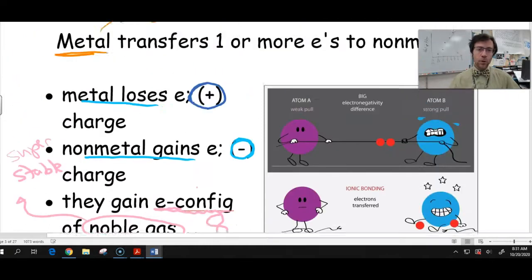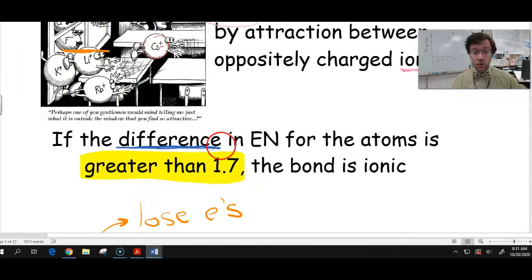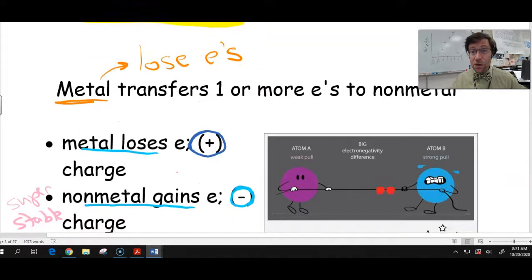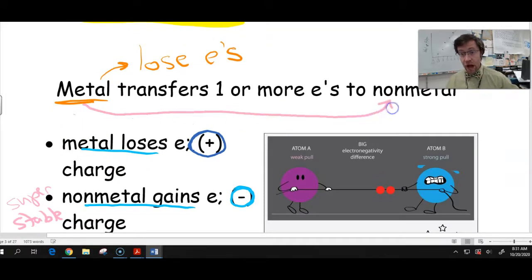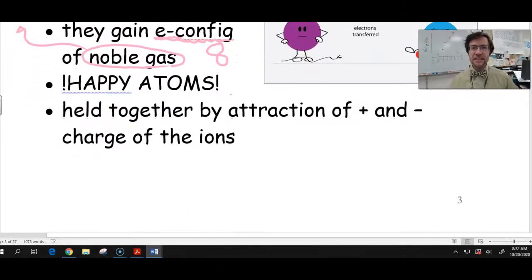So, quick review. An ionic bond is a bond held together by ions. How do you know if it's going to be an ionic bond to start with? You look at the electronegativity difference and see if it's greater than 1.7. If it is, metals are going to transfer their electrons to the nonmetals. The metals lose and become positive, the nonmetals gain and become negative. Both ions now have the electron configuration of a noble gas, which makes them super stable, and then they stick together because opposites attract.